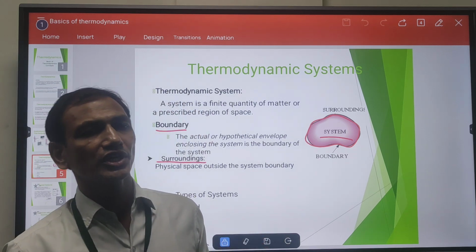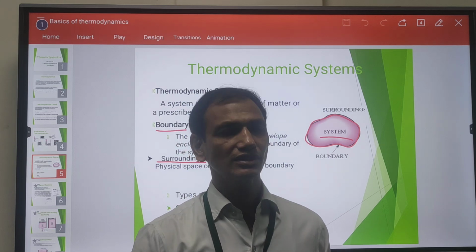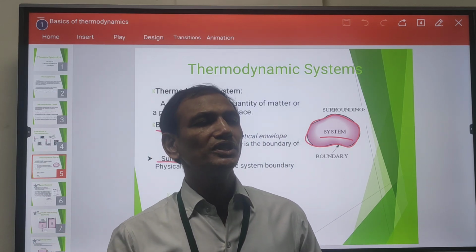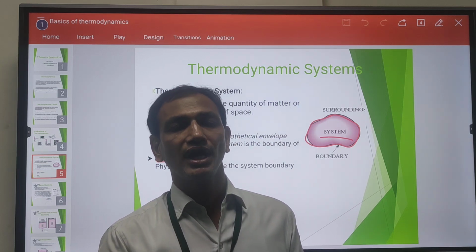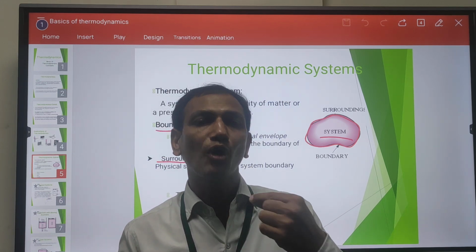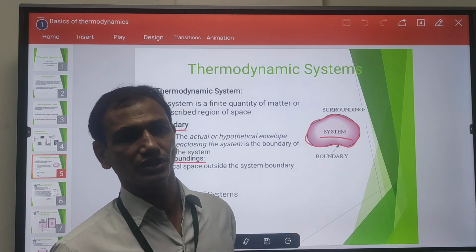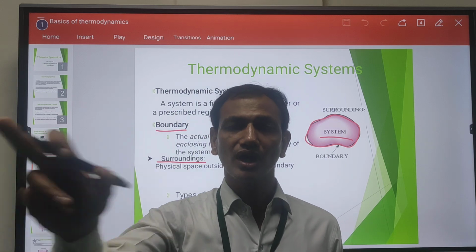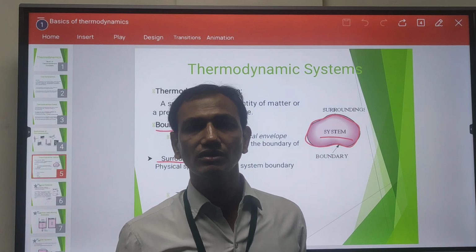Here I want to give a non-technical example, so you can better understand. Suppose we have written a letter. The letter is the system, and after that the letter is put inside an envelope. This envelope is the boundary, and the outside of the envelope is called the surrounding. Similarly, we are inside a room. This is the system, the wall is the boundary, and outside of the boundary is called the surrounding.